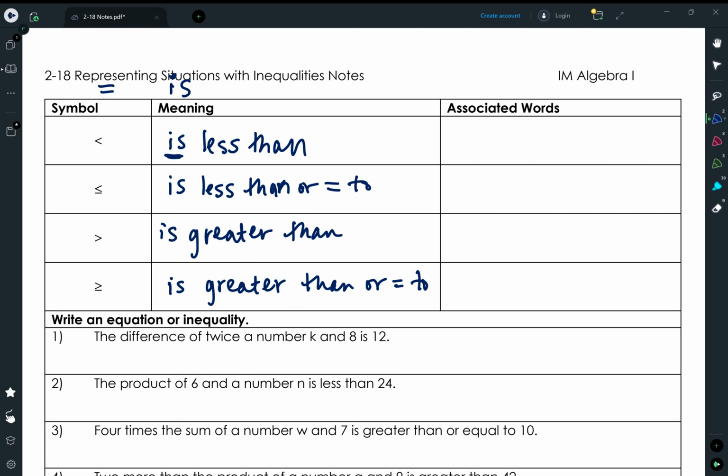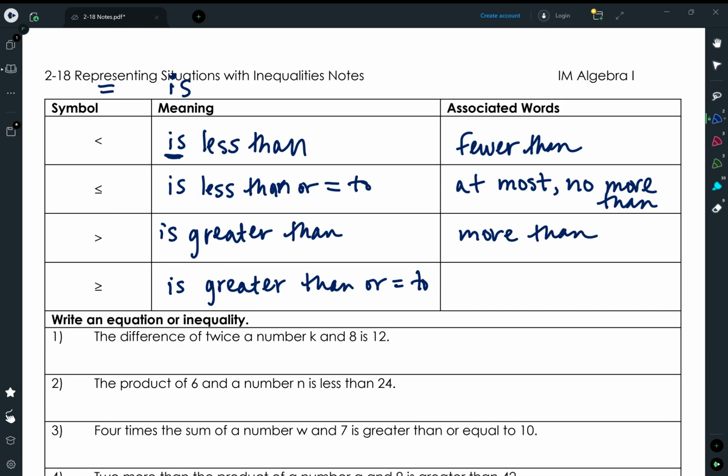So a less than sign could also mean something like fewer than. So sometimes we have to watch for different words. Less than or equal to, we could say is at most or no more than. If we have a greater than sign, another word for that is more than. And the last one, greater than or equal to, could also be seen as at least, or no less than.